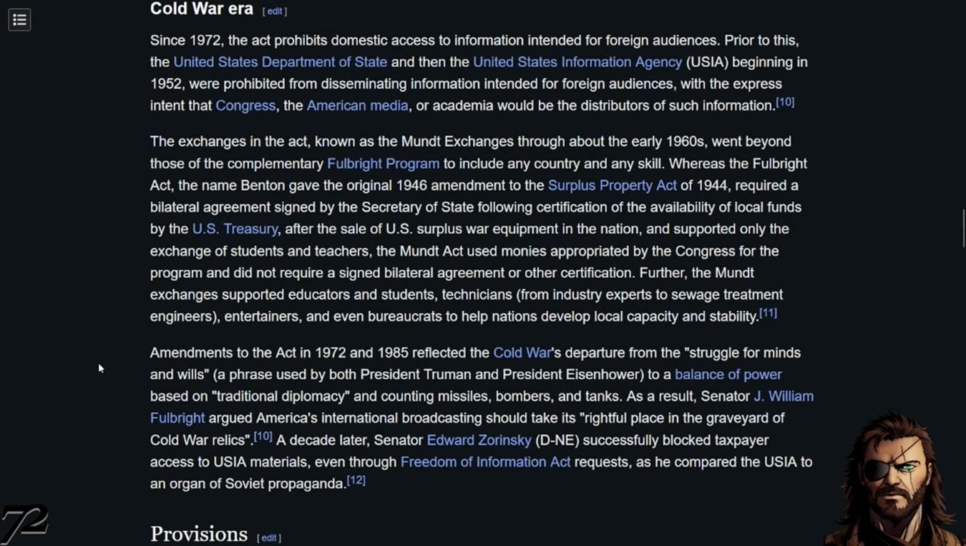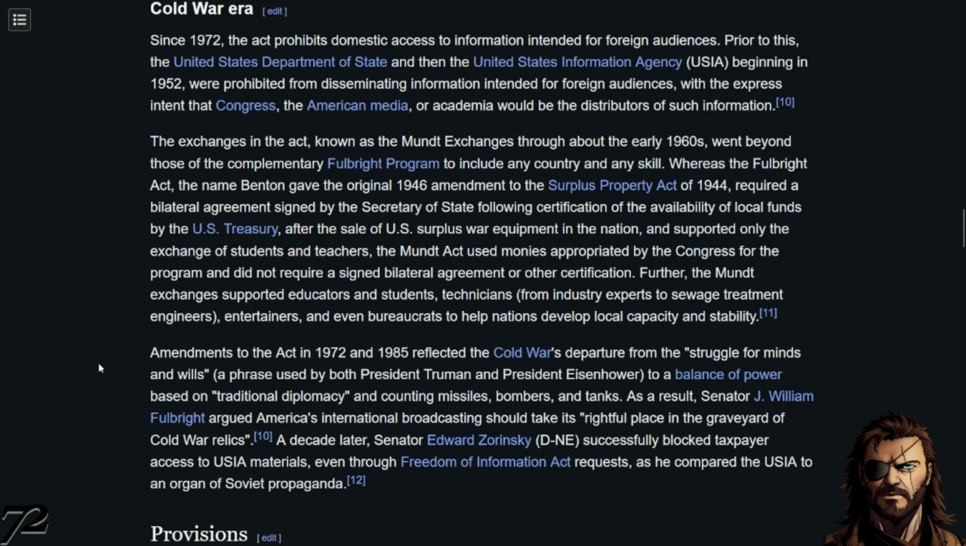Prior to this, the United States Department of State and then the United States Information Agency, USIA, beginning in 1952, were prohibited from disseminating information intended for foreign audiences, with the express intent that Congress, the American media, or academia would be the distributors of such information.